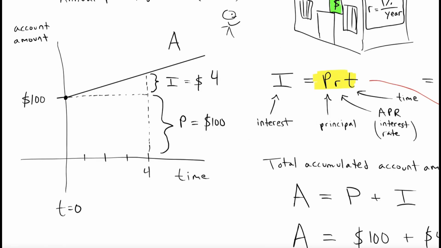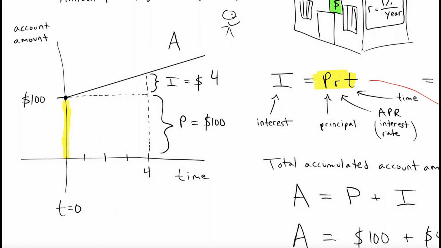Now here's the thing about simple interest that's important. The interest is always calculated on the initial principal P, which is that $100 in this example. And as time goes on, we see a straight line. That's very different from compound interest. With compound interest, you can actually earn interest on interest.